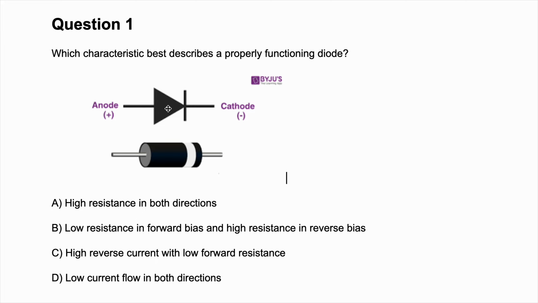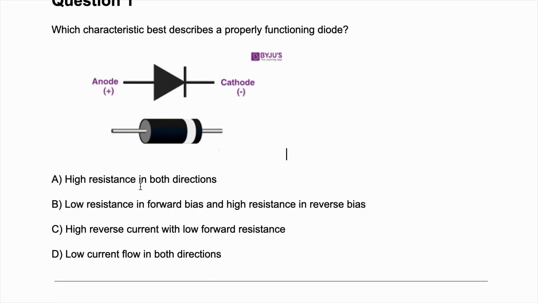And let's go to the options. High resistance in both directions is not correct. Low resistance in forward bias and high resistance in reverse bias. So low resistance in forward is correct, and high resistance in reverse bias is correct. When the voltage of the anode is more than the voltage of the cathode, the diode is on, so this option is correct, and the correct answer is this one.